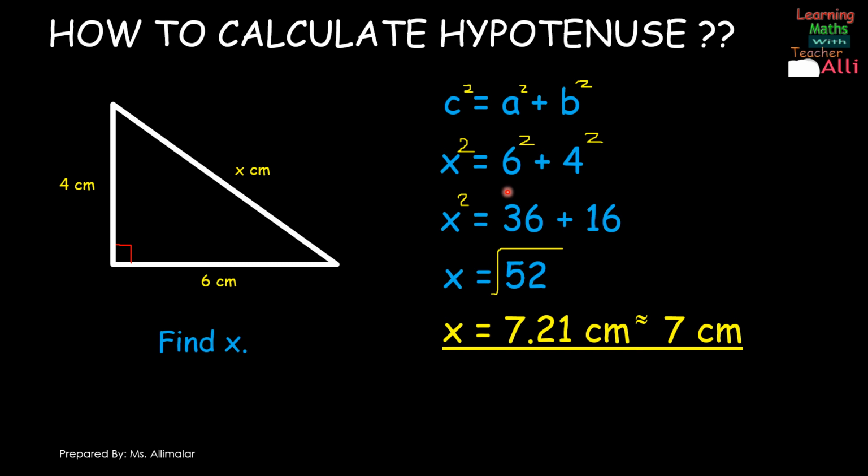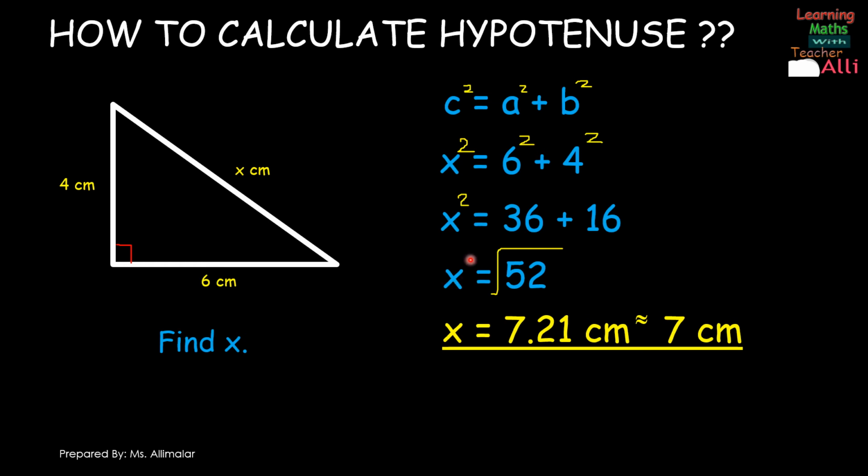Just in case you don't know how to find square in your calculator, very simple. 6 square means 6 times 6. 4 square means 4 times 4. So 6 square means 6 times 6. What is 6 times 6? 6 times 6 is 36. And then you put plus, what is 4 square? 4 times 4. So you will put 16 here, guys. 4 times 4 is 16, right?